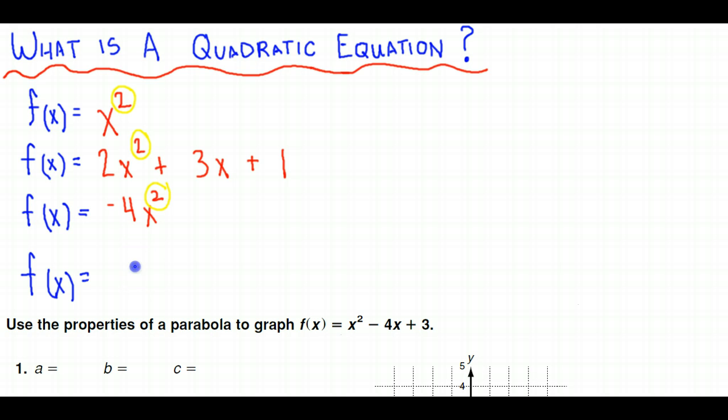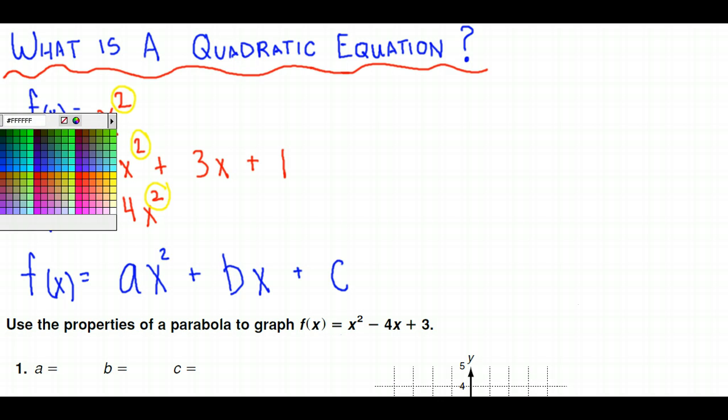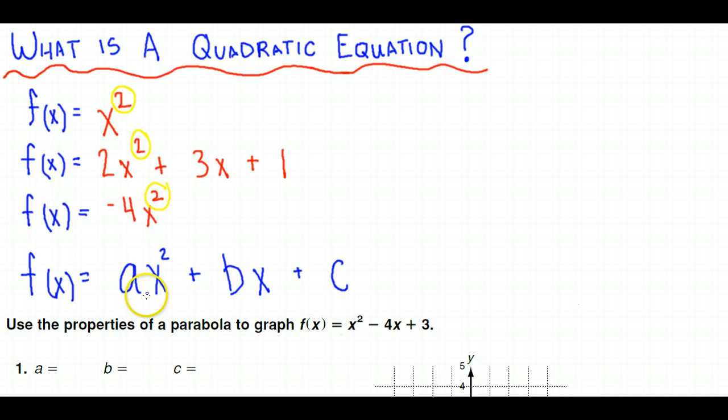f of x equals, we use a for the coefficient of the x squared term. So it'd be ax squared plus the coefficient on the x term is b, plus bx, and then we use c for the constant, which has no x. So this is what we call standard form of a quadratic equation. So this is standard.